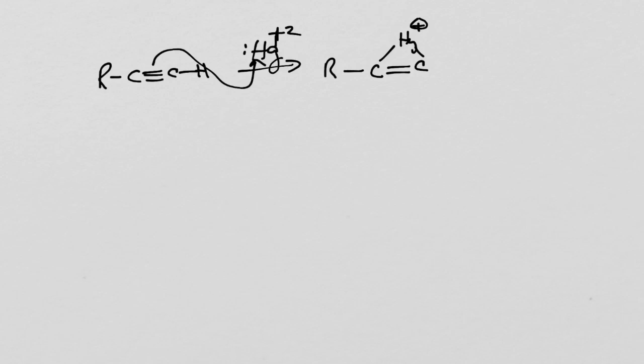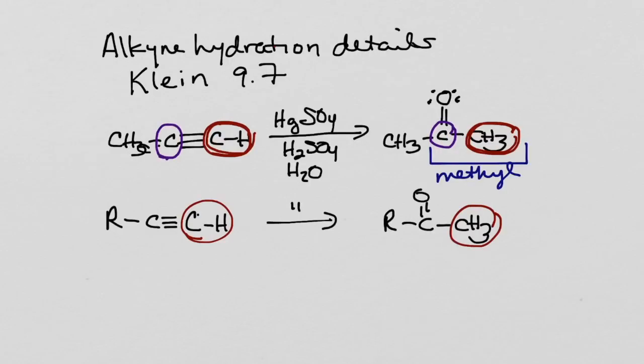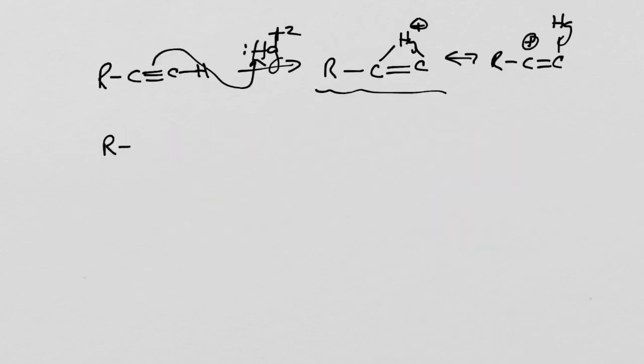Now, we can think about the mercuronium ion either as being the full mercuronium ion, or if we want to, we can think about a resonance structure of it, where we're going to generate the more stable carbocation, which will be the more substituted carbocation. And this resonance structure is actually the one that Klein takes on in its mechanism. So we've got our mercuronium. Sorry about that.